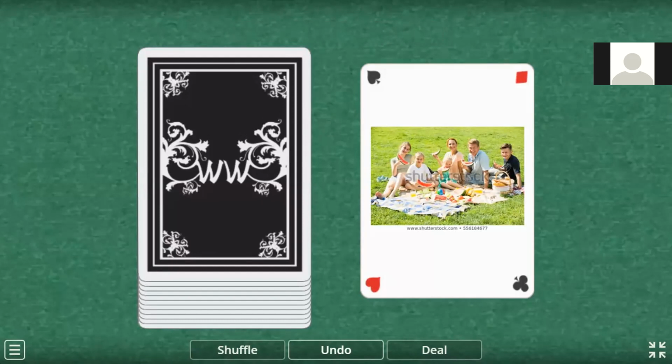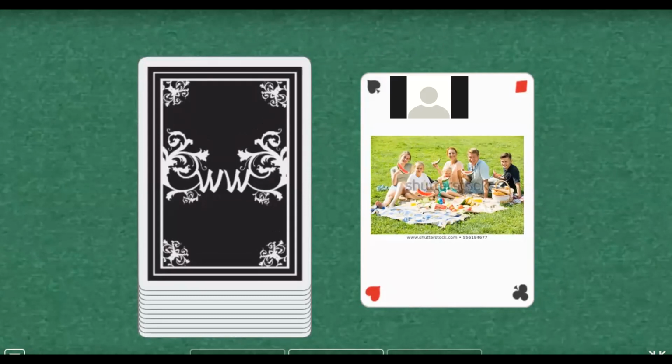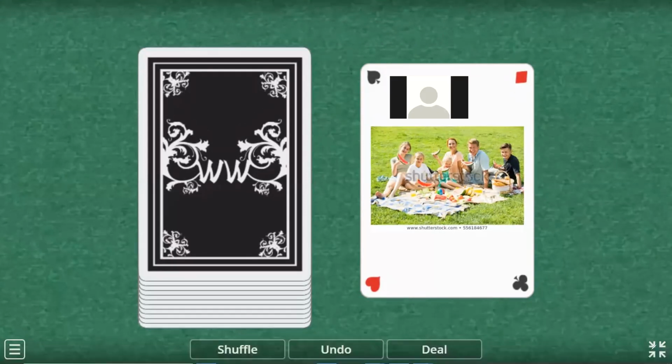They smile at the camera. Yes. They are sitting. They are sitting.